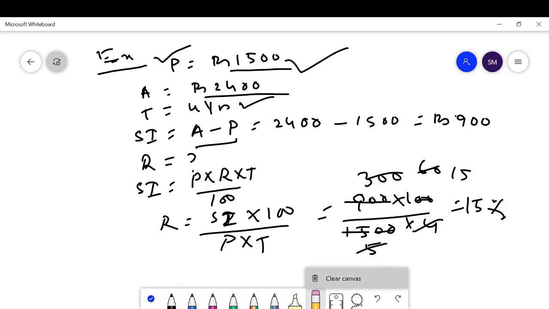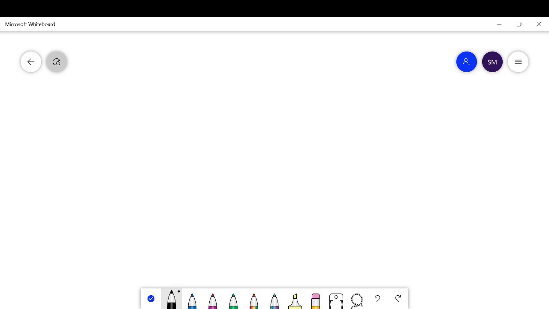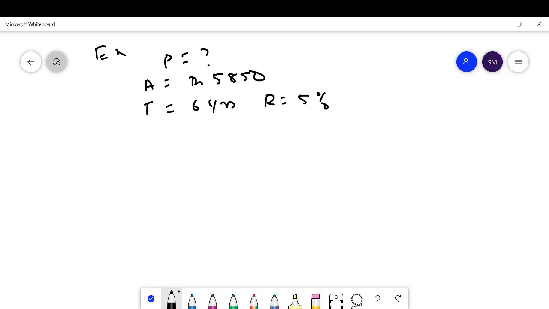Then another question. Here the question is given: find the sum of money which amounts to 5850 in 6 years at 5% per annum. You don't know what the principal is here. The principal is unknown. The amount is given, rupees 5850, the time period is 6 years and the rate of interest is 5%. You have to find out the principal.